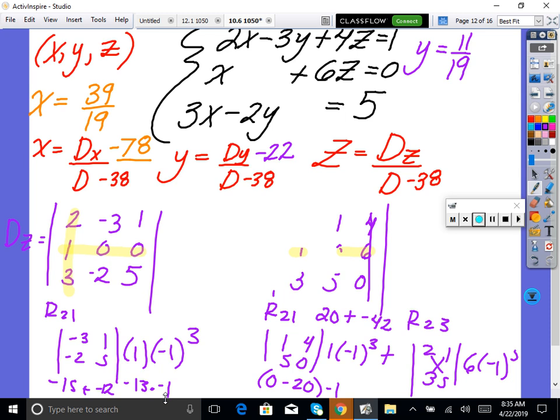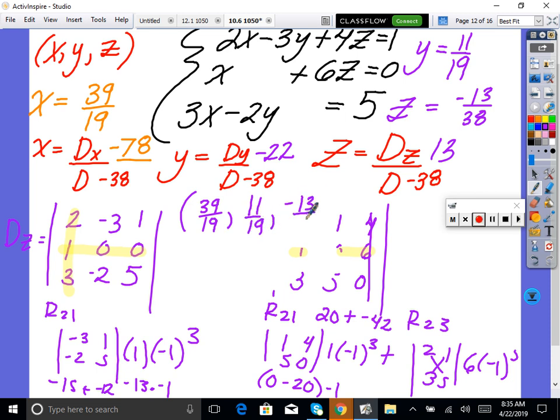13. So then 13 divided by negative 38 does not simplify. And so there's your z. Negative 13 over 38. So your final answer is 39/19, 11/19, and negative 13 over 38. Woohoo!